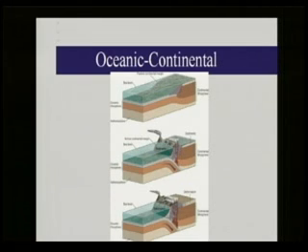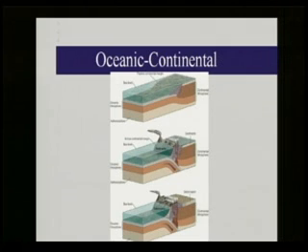This diagram depicts an Andes type subduction margin where we have an oceanic plate subducting underneath a continental plate. It started out at the top as a passive margin and then yielded to an active margin. As the subducting plate descended in that middle diagram, dewatering of the plate resulted in magma production.